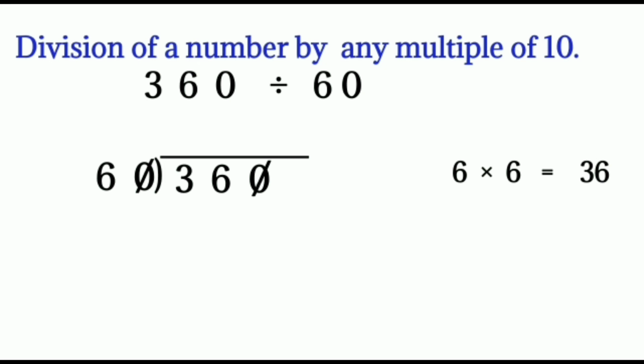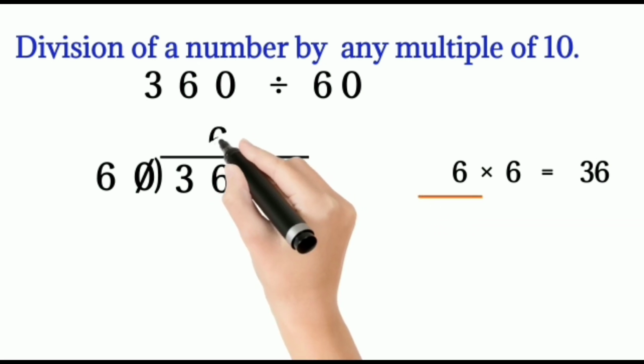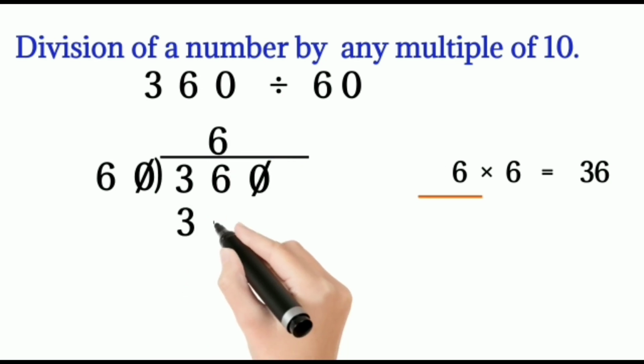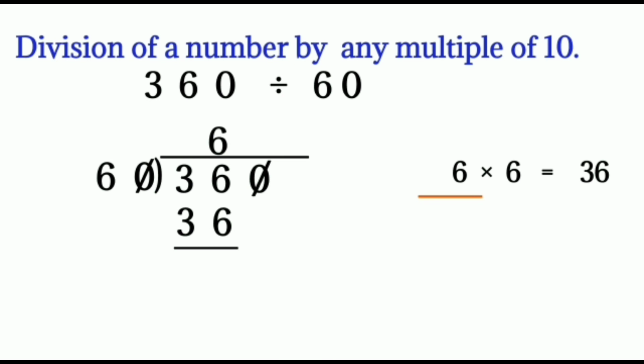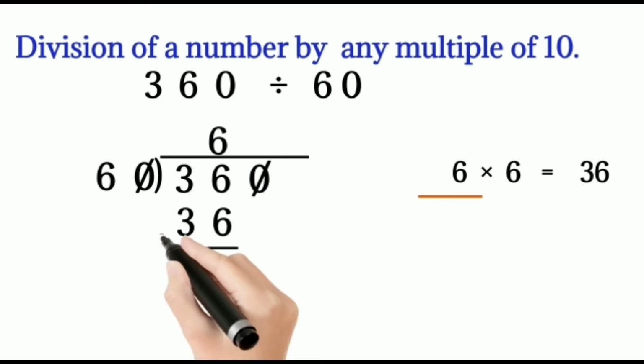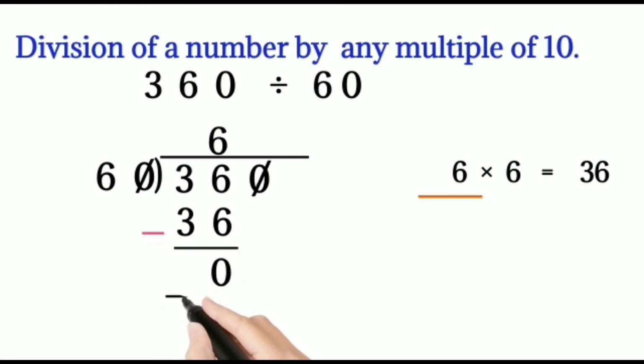Then 36 divided by 6, that is 6 6s are 36. Write 6 in the quotient and 36 below the 36 and subtract. That is 0. Quotient is 6 and remainder is 0.